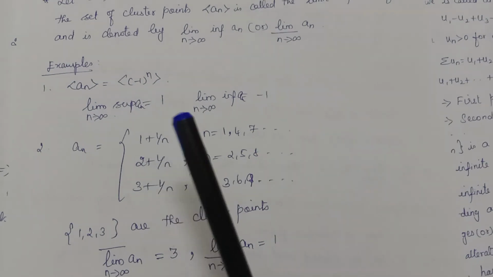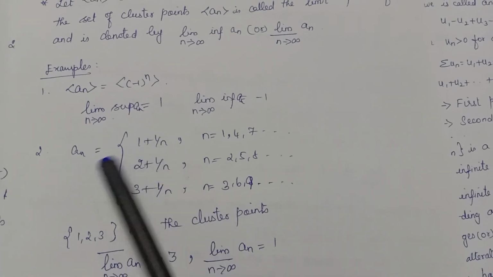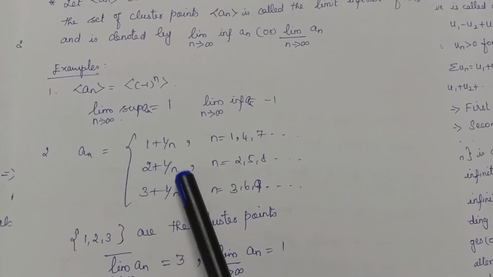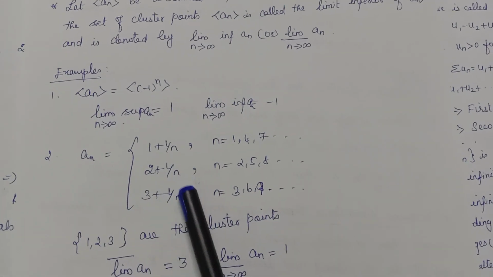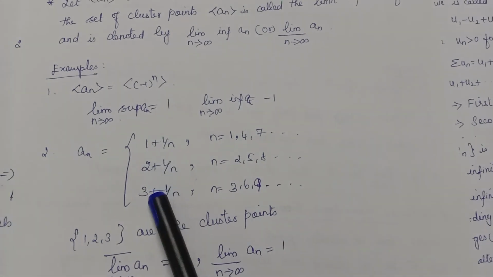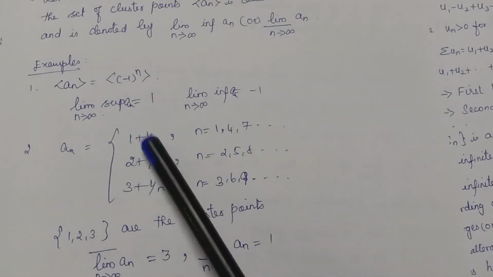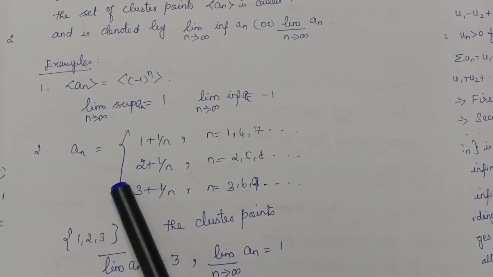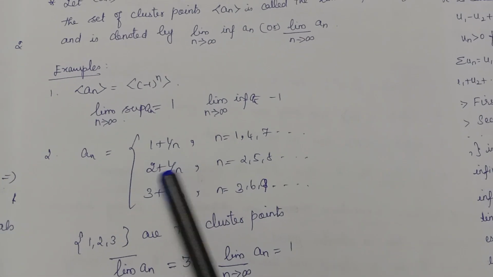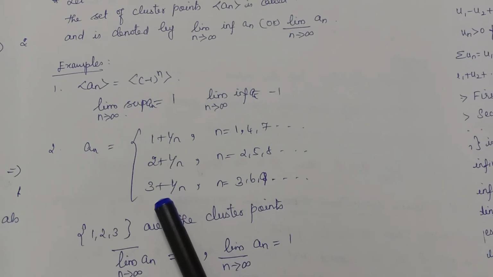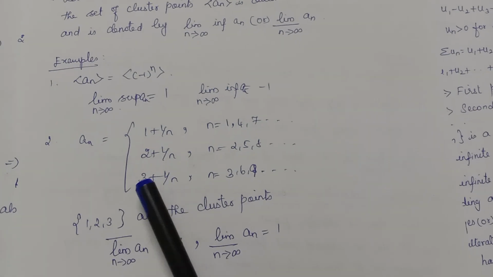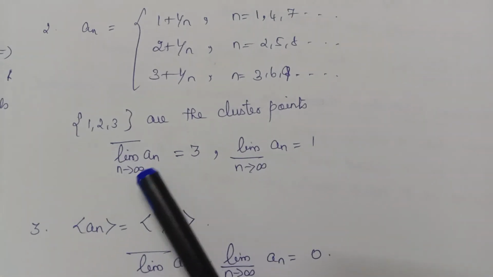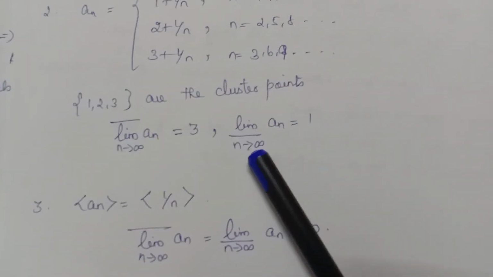So what are the cluster points? See, one third of the points are clustered around 1, another one third are clustered around 2, and another one third are clustered around 3. So these three points are the cluster points: 1, 2, 3. From the definition itself you can see that by putting n equal to 1, 4, 7, all these points lie near 1. By putting 2, 5, 8, they lie near 2. By putting n equal to 3, 6, 9, they lie near 3. So among these, the greatest member 3 is the limit superior and the least member 1 is the limit inferior.